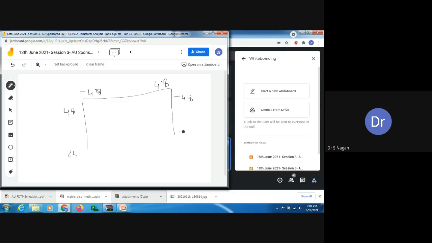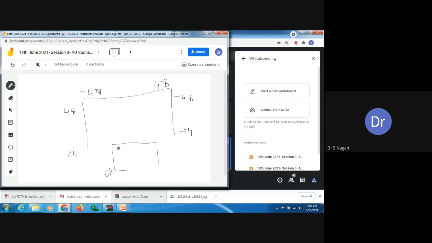Here minus 24. So we need to first plot the end moments. So how to plot the end moments? Draw the portal frame. Here 24. Apply a clockwise moment here and see whether the column will be pushed inside or outside. Where will it go, column? Inside, sir. It will go inside. So mark 24.